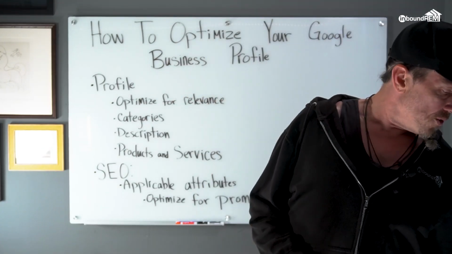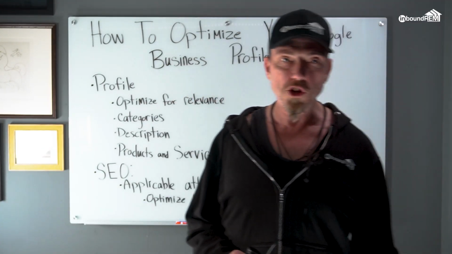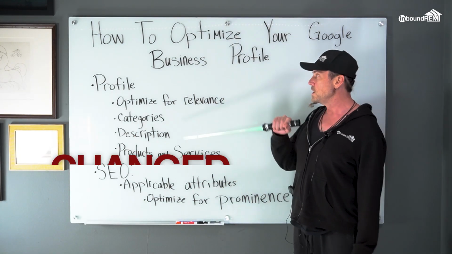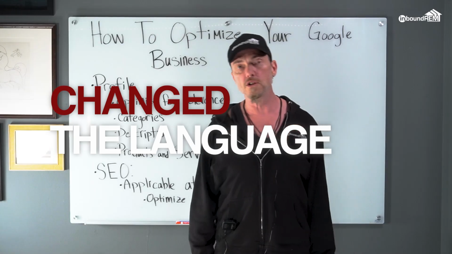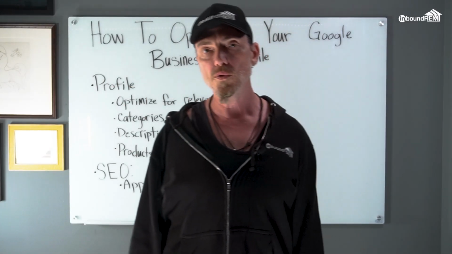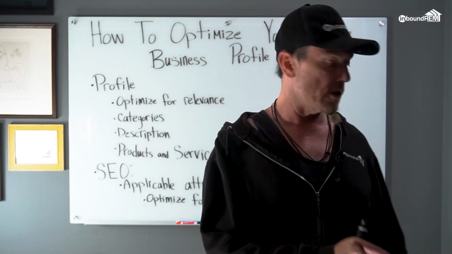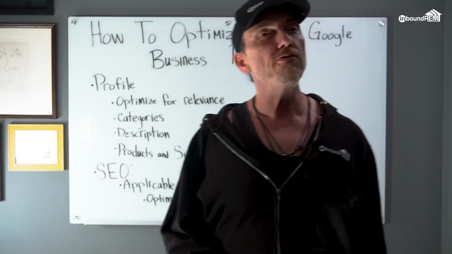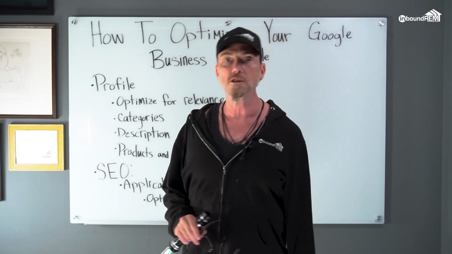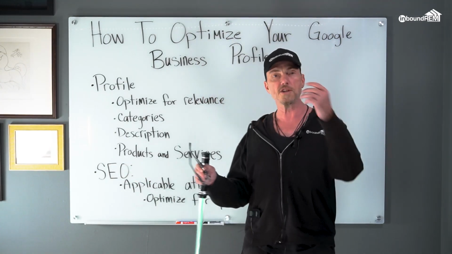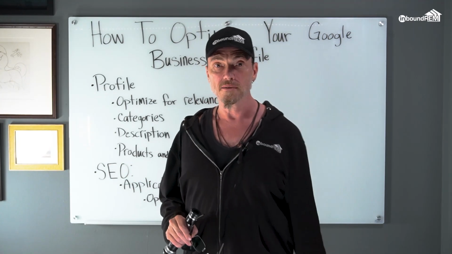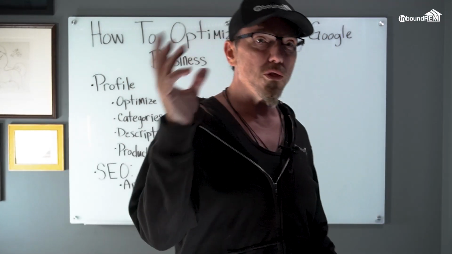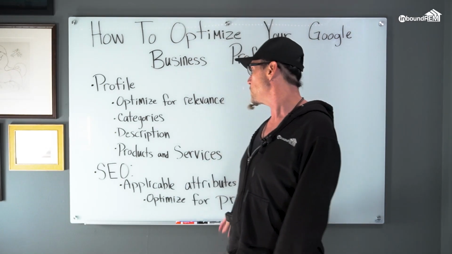All right, so now, Google has changed the language. When we start talking about SEO, what Google has done is they've changed how they're talking about this subject, which means most of you will not recognize the language that they're currently using, which is optimizing for prominence. Now that is a very fancy way of saying, how do you get us to rank you? Okay? That's what they're saying. They're telling you, this is how we will rank you. Okay, so all the things that I've said so far is just setting up the profile.